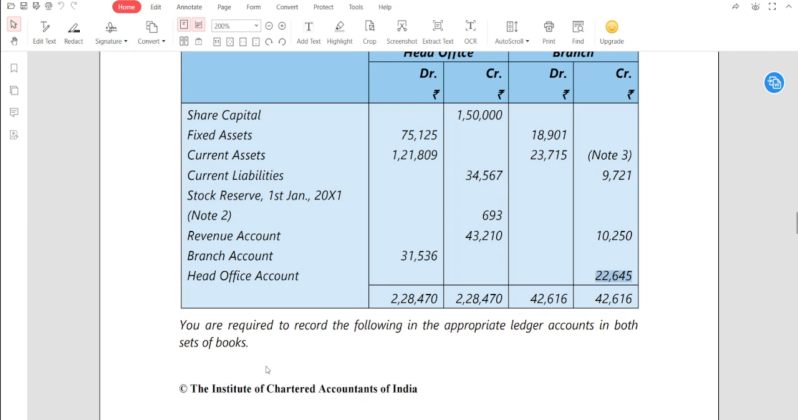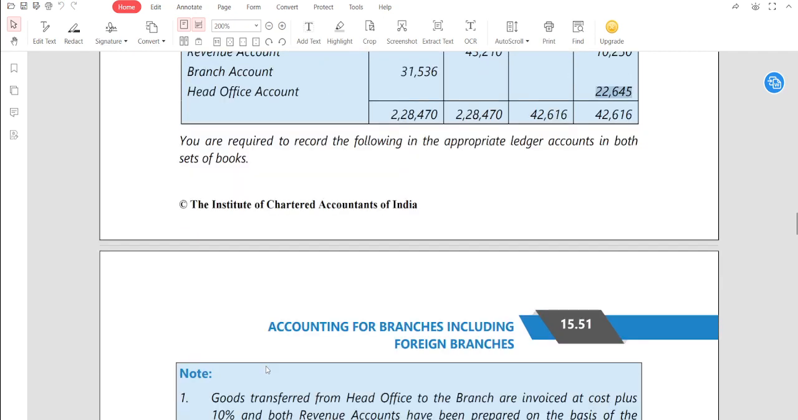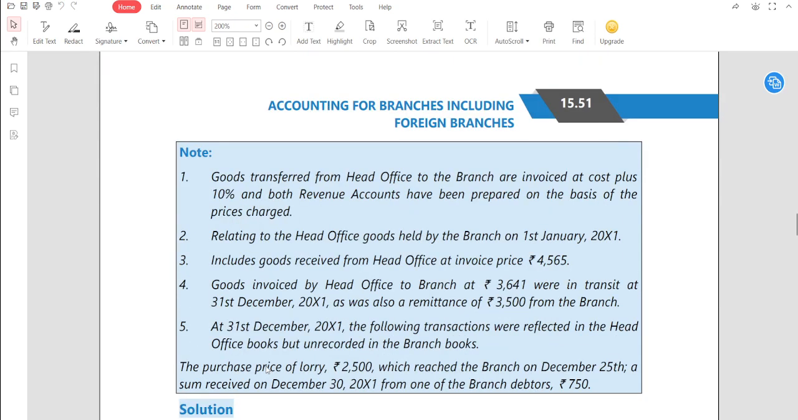You are required to record the appropriate ledger accounts in both sets of books. Now we need to check which types of notes have been given. Number one note, that is nothing but the sale, is given clearly. Goods transferred from HO to branch at invoice price means 100 plus 10%. It means 110% of the cost. So invoice price is 110% of the cost. So we just need to calculate the profit and we are going to record it through the stock reserve.